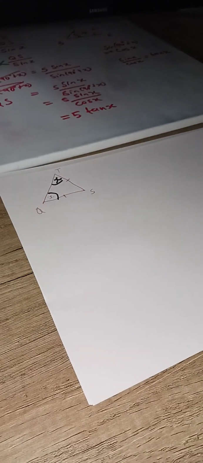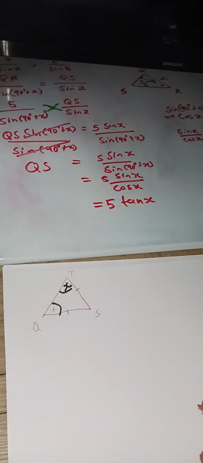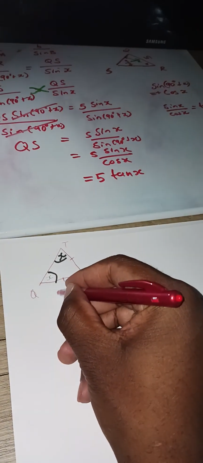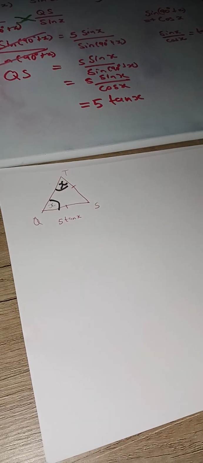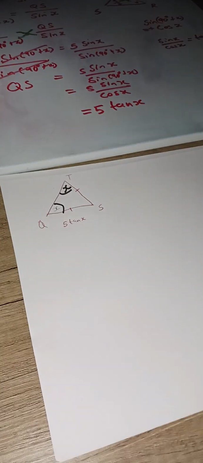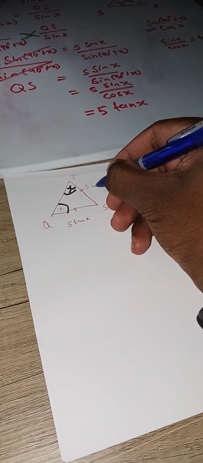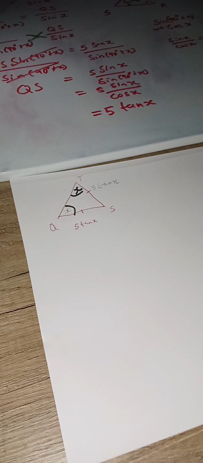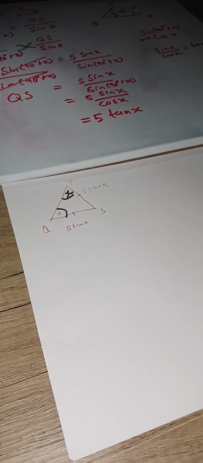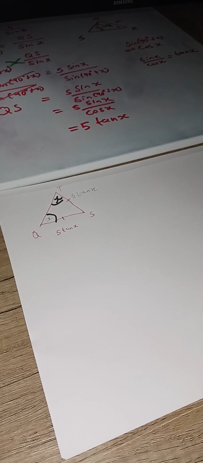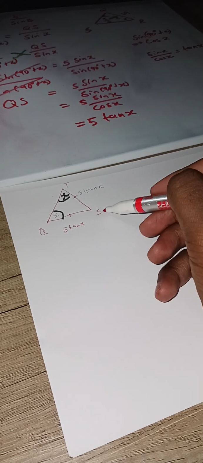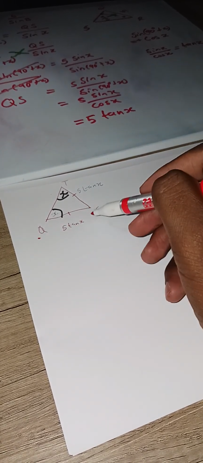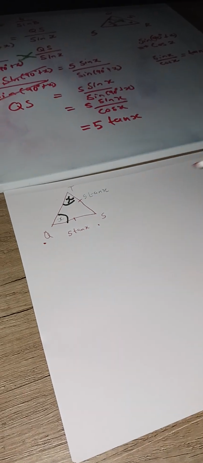Now, how will that help us in finding QT? We've already proved up here that QS is equal to 5 tan x, and that means ST is also equal to 5 tan x. Now, with that being said, we can get QT using angle T and QS and angle S. But what is angle S?